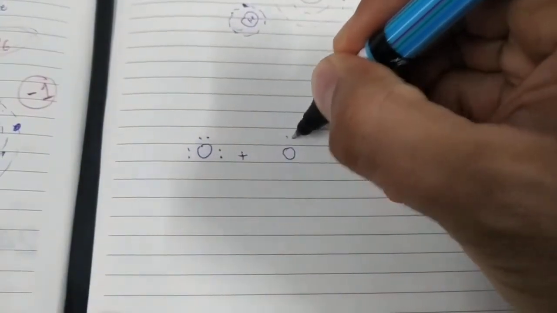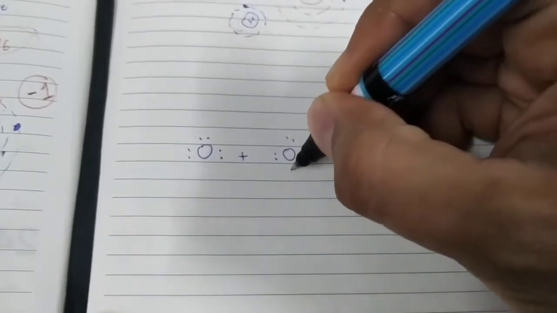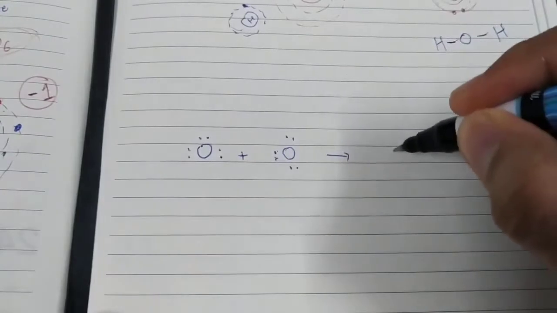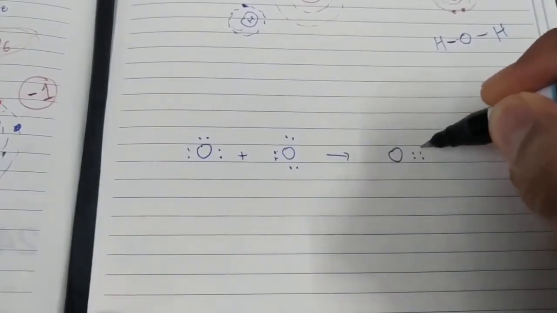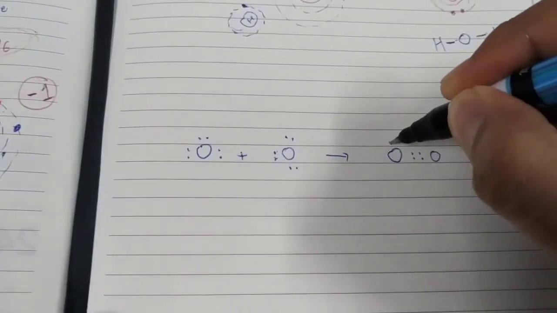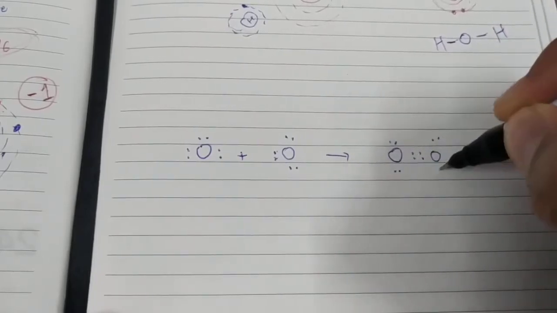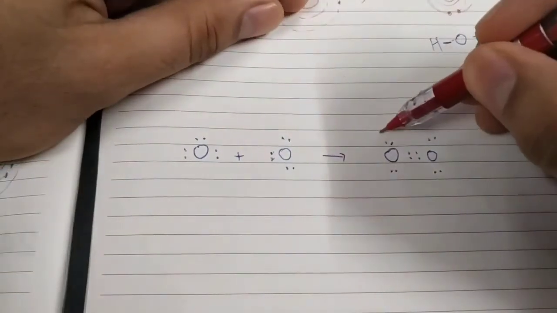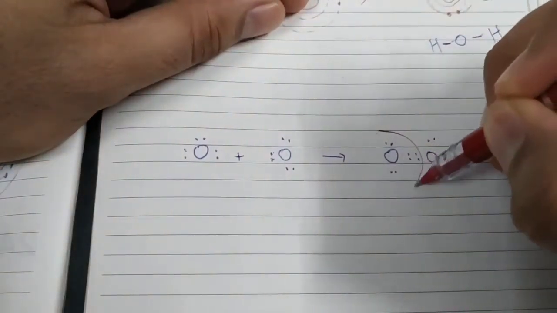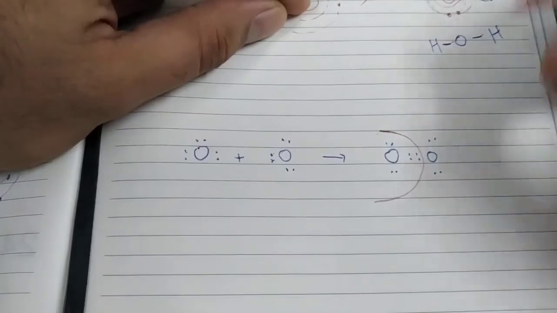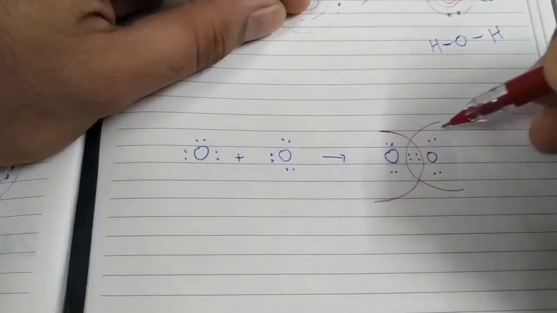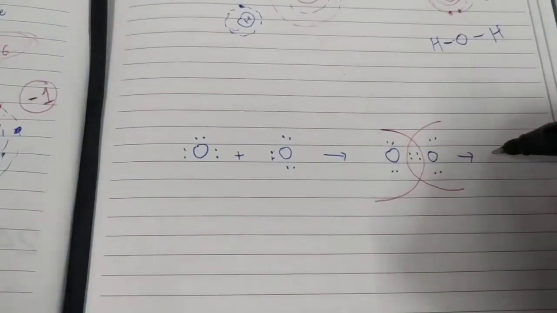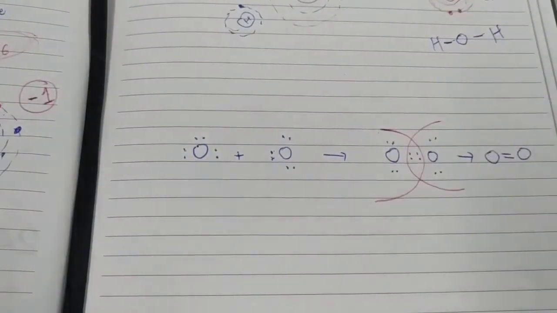Plus oxygen 1, 2, 3, 4, 5, 6. So each requires 2 electrons. So they will share it. 1, 2, 3, 4. They're sharing 2 pairs of electrons. And these lone pairs of electrons will remain as they are. So by doing this, this oxygen seems to be having 8 electrons now. Even this oxygen seems to be having 8 electrons now. So they become stable. And since they're sharing 2 pairs of electrons, we say they have a double bond. Double covalent bond.